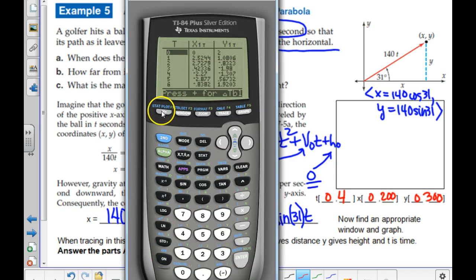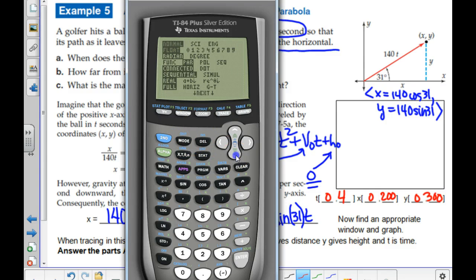What mode are we in now? Uh-oh. Mode problem. We go to degree, right? We need to be in degrees, but we are still in parametrics. Degrees. Make sure you go to degree mode or this isn't going to work.